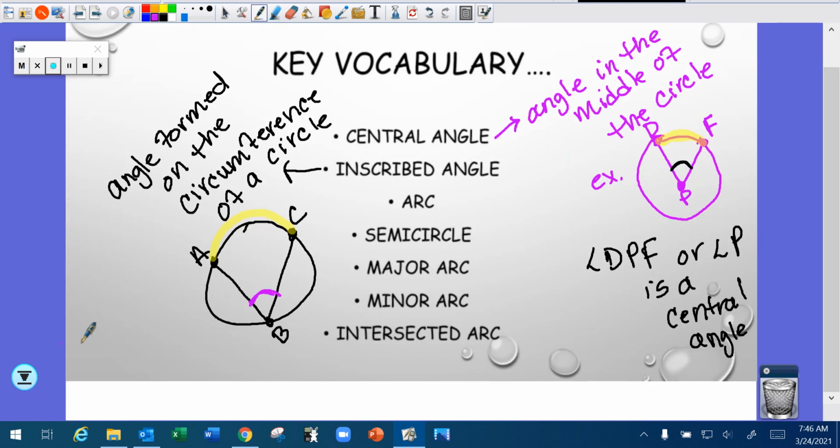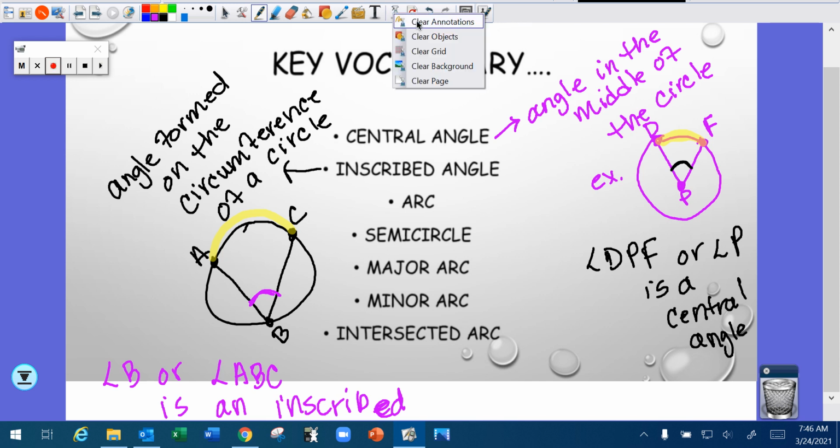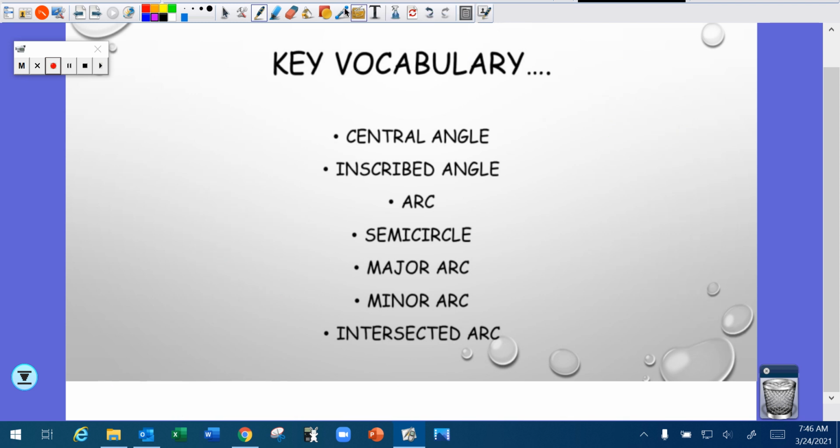And there's a relationship between those two. I'll get to it in a minute. So I would say angle B or angle ABC, where the vertex of the angle is on the circle, is an inscribed angle. Make sure you put these words in your key vocab or copy them down and then post it in your Book Creator. If you need to, go back and pause and write this down. If you write it on paper, just take a picture and stick it in your Book Creator.